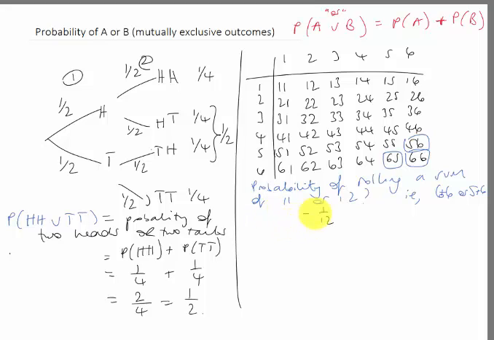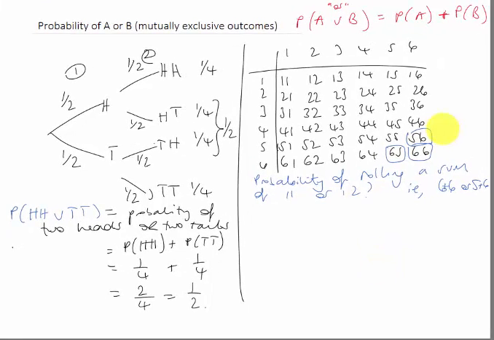In fact, let's write that up here. So that's 3 out of 36, or 1 in 12. So in fact what we need to do is work out the probability of a 6 and a 6, or the probability of a 5 and a 6, or the probability of a 6 and a 5. Okay, so it's either this one, or this one, or this one.